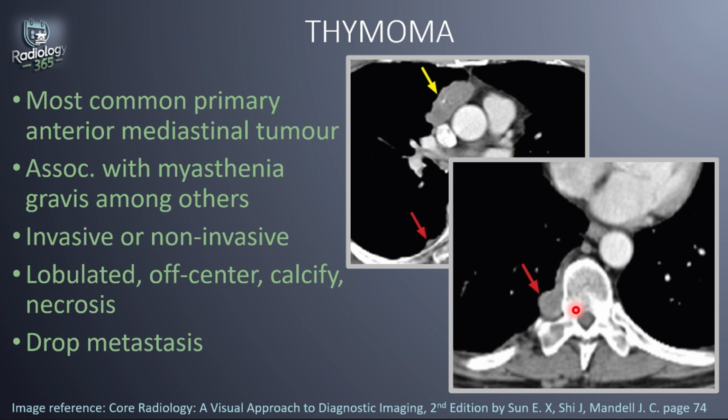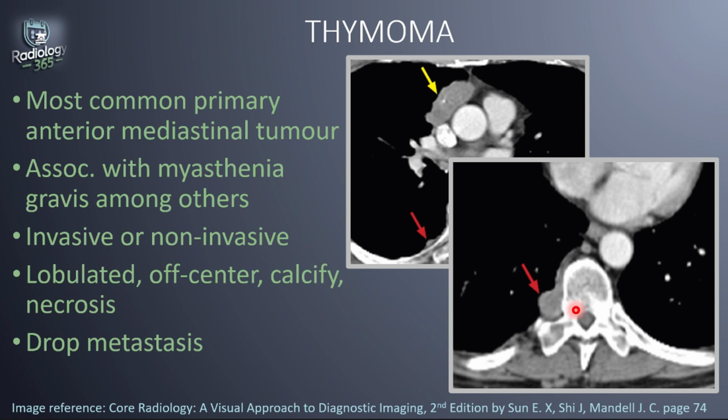Thymomas can pathologically be classified as either low risk or high risk based on histology, and they can also be classified as non-invasive or invasive based on whether the capsule is intact. About 30% of thymomas are invasive, and if it's invasive, the tumor may end up invading adjacent structures, including the airways, the chest wall, the great vessels, and the phrenic nerves. When the phrenic nerves are invaded, you end up having elevation of the hemidiaphragm.